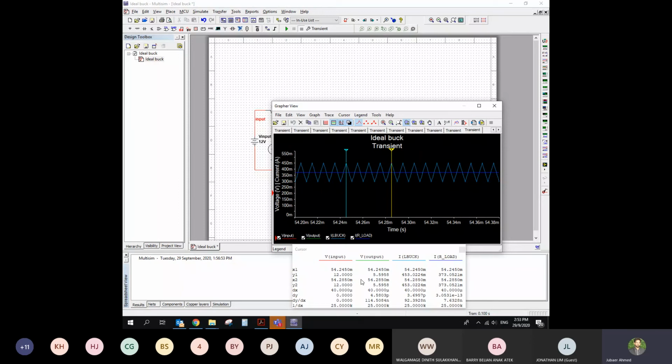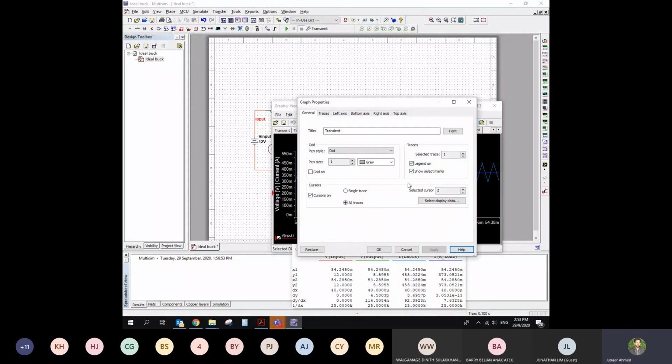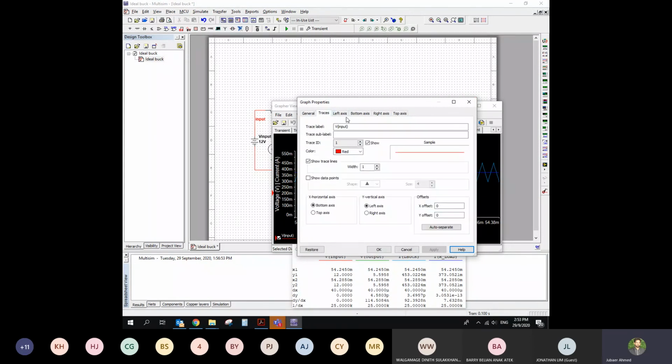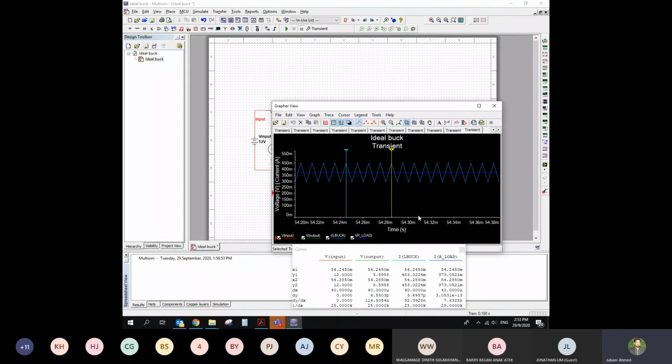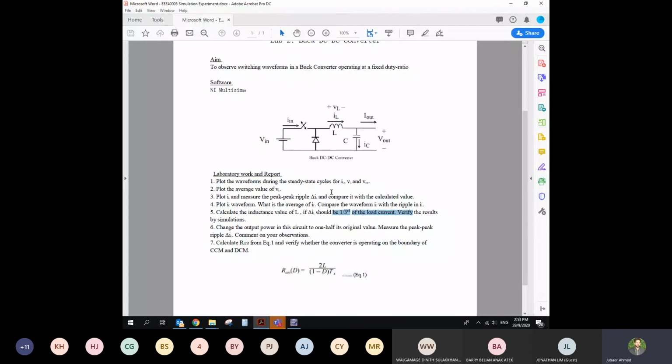If this is black, you can change the screen color in many ways. Show the properties, you can play around with how to change the color here, and the plotting options, tracing options, so many things you can change. Whichever is suitable for your report, you choose that particular color and put it in your report. The way I showed it, you should be able to generate all the graphs as requested here.